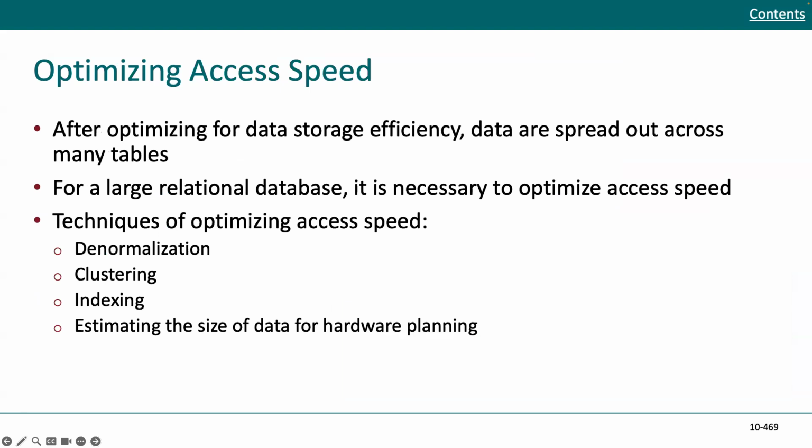Okay, for access speed optimizing: after optimizing for data storage efficiency, the data are spread out across many tables. For a large relational database, it is necessary to optimize access speed. Techniques of optimizing access speed are denormalization, clustering, indexing, and estimating the size of the data for hardware planning.